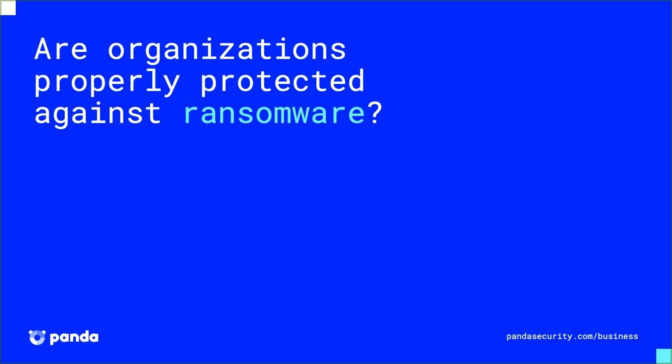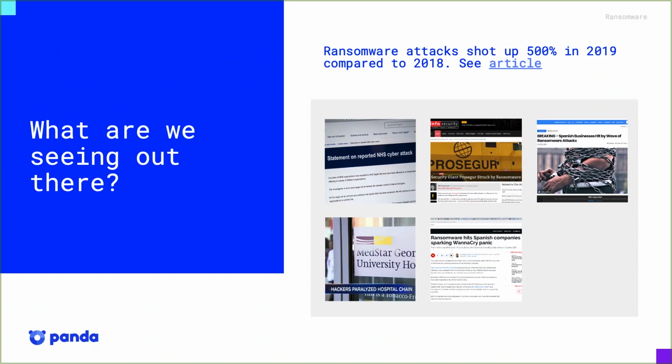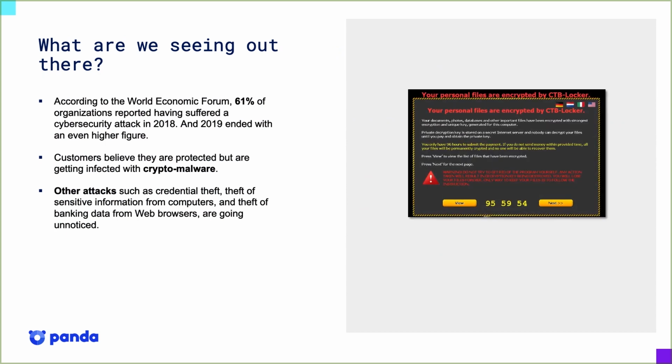So based on what we have discussed today, are organizations properly protected against ransomware? What we're seeing out there is that ransomware attacks have shot up 500% in 2019 over 2018. According to the World Economic Forum, 61% of organizations reported having suffered a cybersecurity attack in 2018. 2019 ended even higher. Customers believe they are protected, but they're still getting infected.